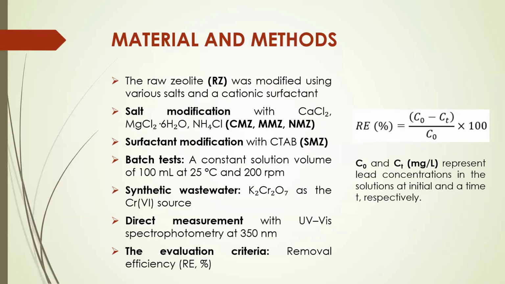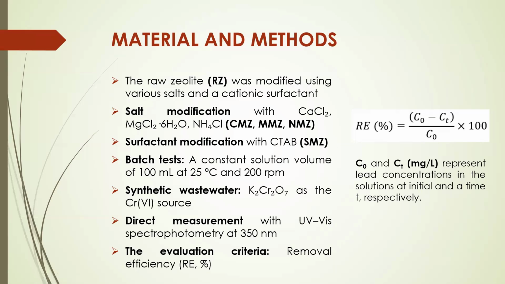Then we will continue with materials and methods, our experimental approach. We took raw zeolite and modified it using two distinct strategies. First, salt modification with calcium chloride, magnesium chloride hexahydrate, and ammonium chloride. These are coded CMZ, MMZ, and NMZ. The second one is surfactant modification with cetyl trimethylammonium bromide, creating what we call SMZ.